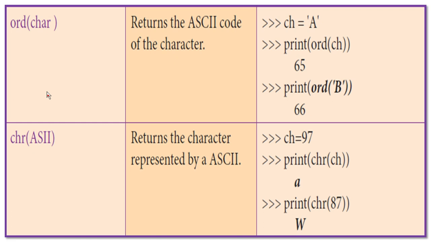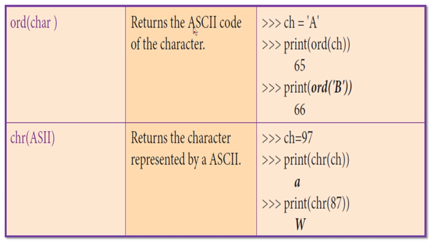Next functions, ord and chr. First one, ord, it contains only one parameter, that is a character value. It returns the ASCII code of the given character. Here the given character is capital A. It changes the character into its ASCII value.